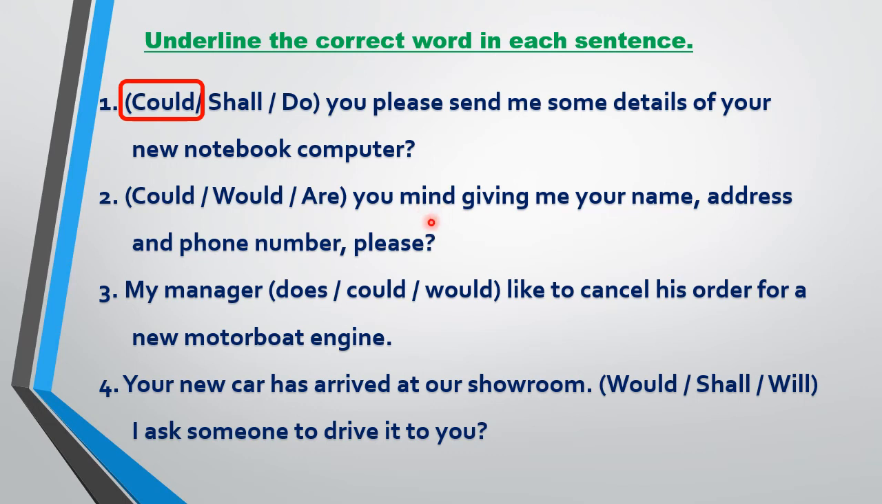Number 2, you mind giving me your name, address, and phone number, please? Now, with the word mind, you mind, and ing, we always use the word would. So, would you mind? هل تمانع؟ عندك مانع؟ Number 3, my manager like to cancel his order for a new motorboat engine. Yes, like we say would like, would like.